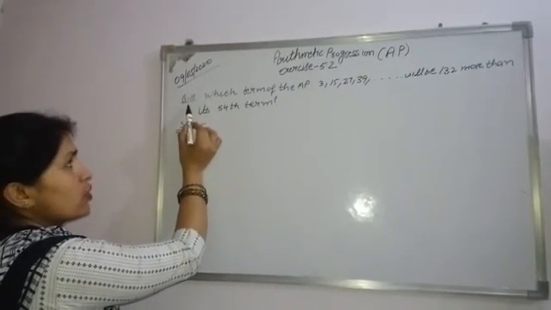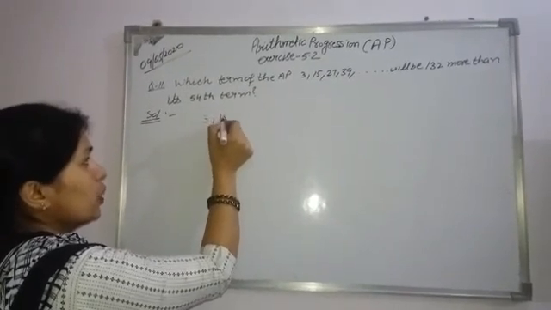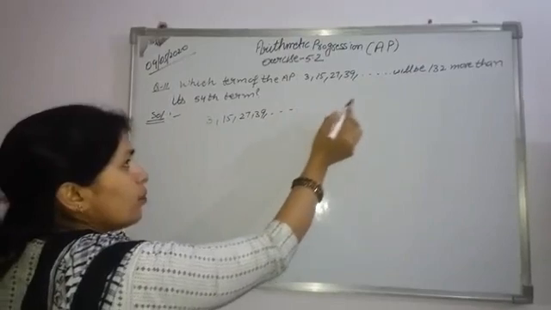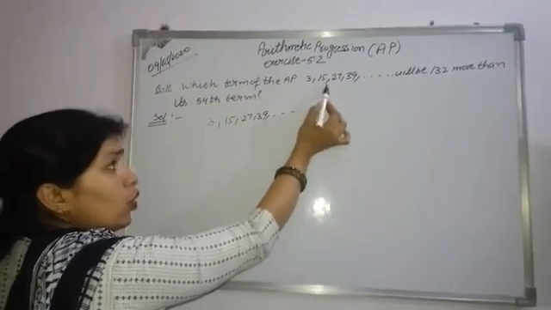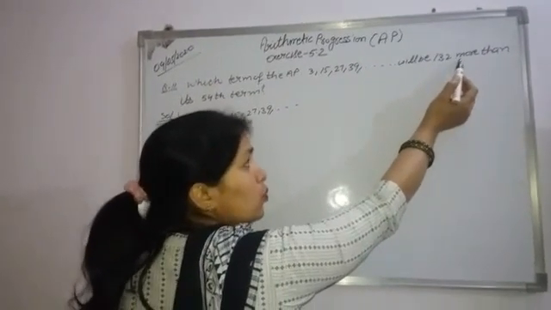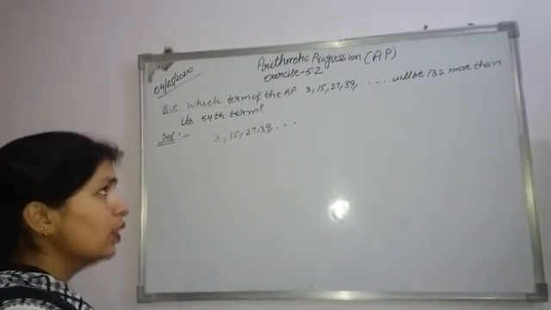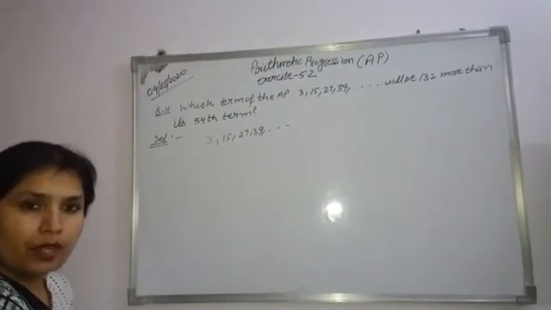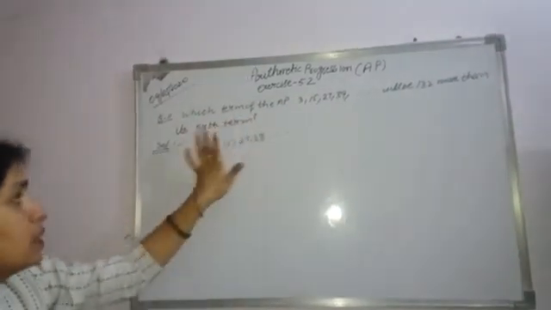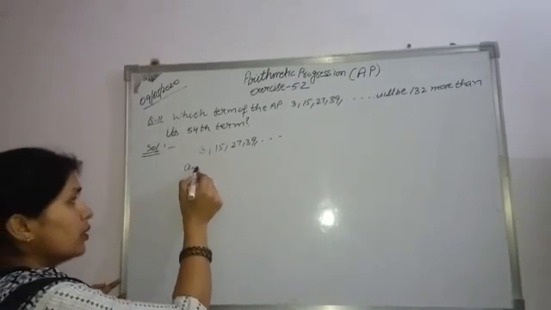Next is 11th question. Which term of the AP? Here the AP is given to us: 3, 15, 27, 39 and so on. Which term of this AP will be 132 more than its 54th term? They are saying that we want to find a term that is 132 more than its 54th term. Let us suppose that term is the nth term.